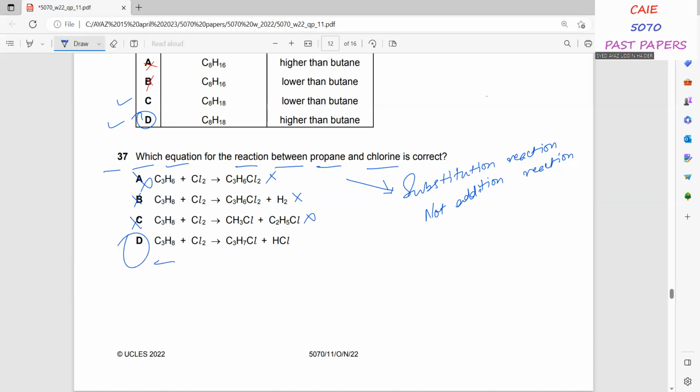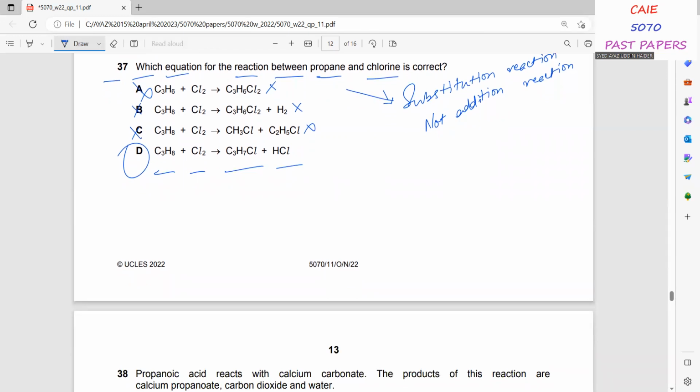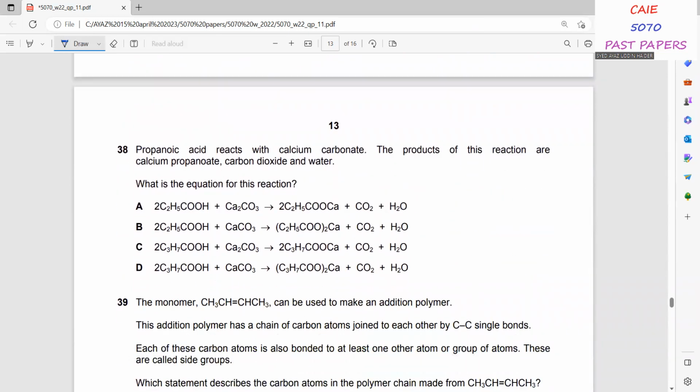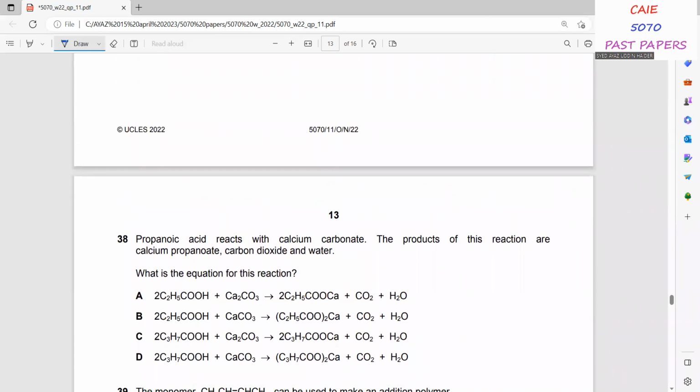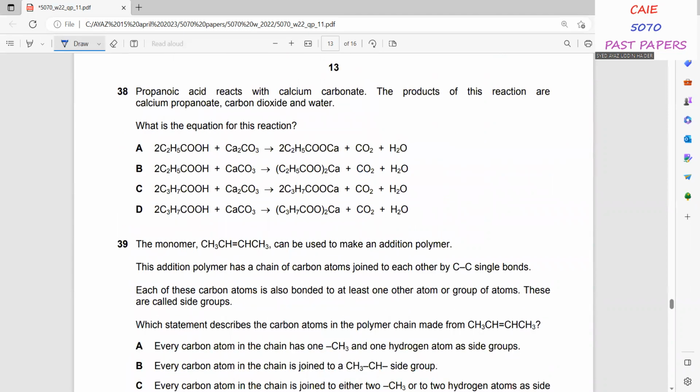C3H8 plus Cl2 gives C3H7Cl plus HCl. For this question, I want to tell you one more thing. This is not propane. This is propene. So the reaction is correct, but it's not a substitution reaction, as it is also not between an alkane and chlorine.